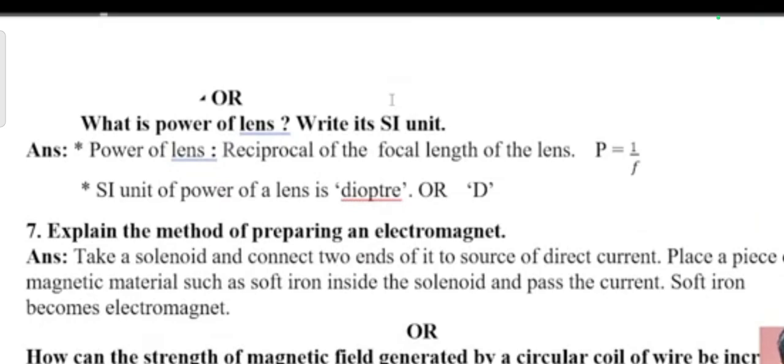Explain the method of preparing an electromagnet. Take a solenoid and connect its 2 ends to a source of direct current. Place a piece of magnetic material such as soft iron inside the solenoid and pass the current. Soft iron becomes an electromagnet.